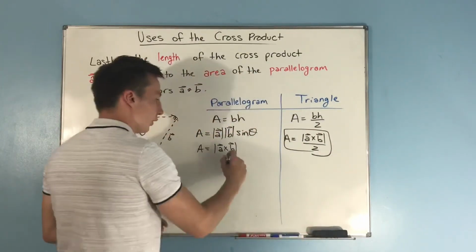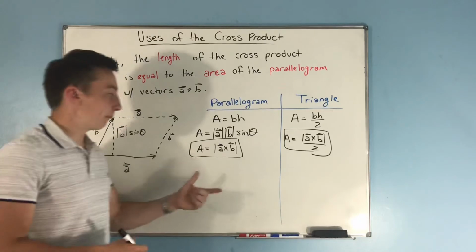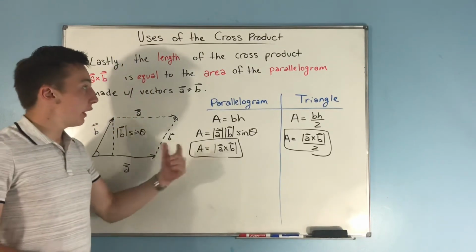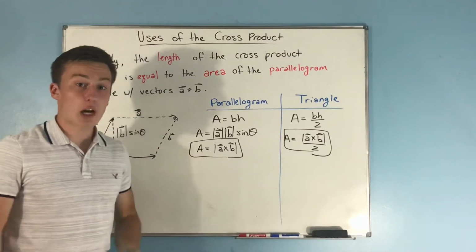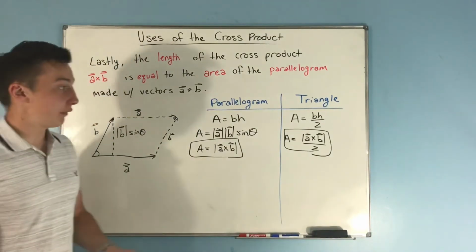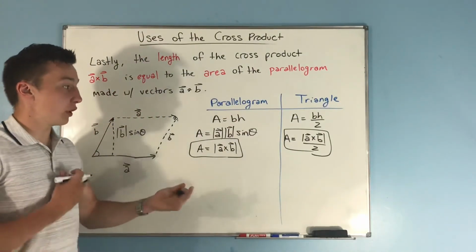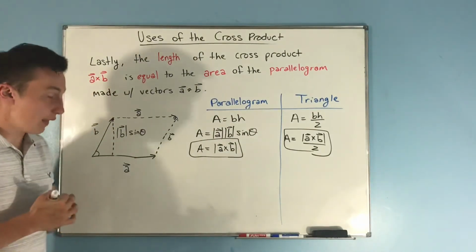So these are two things that you may be asked, and we're going to be doing some examples with this. You may be asked to find the area of the parallelogram made with the vectors A and B. You take the cross product, you get your answer. If it's a triangle, then all you have to do is find the cross product and divide it by 2. So that's basically it.